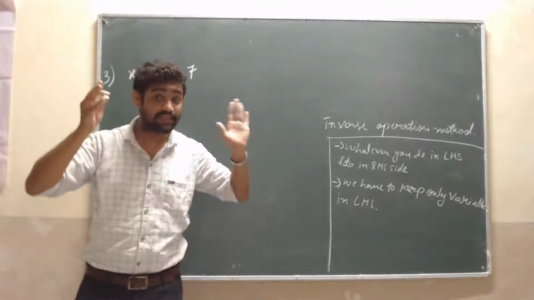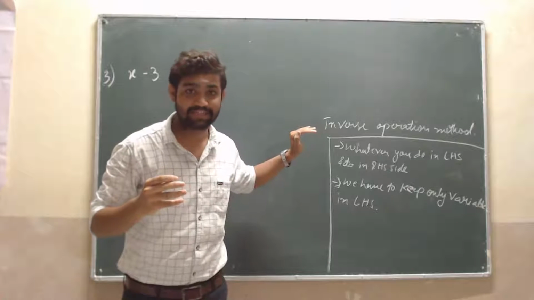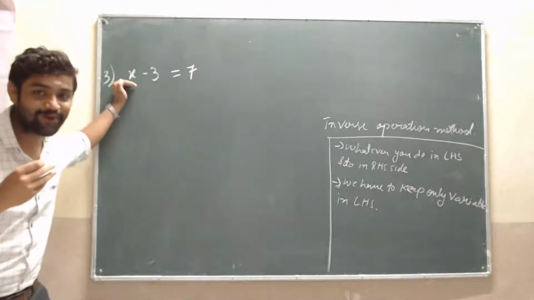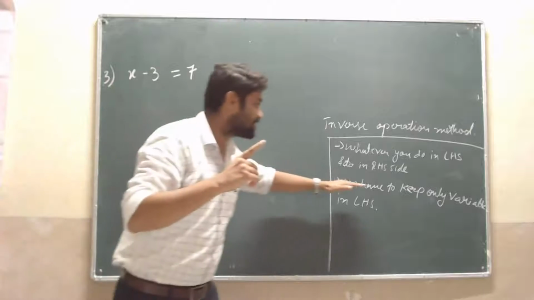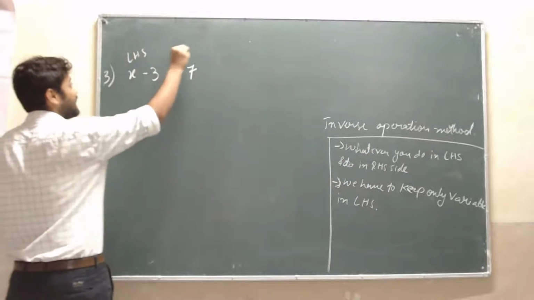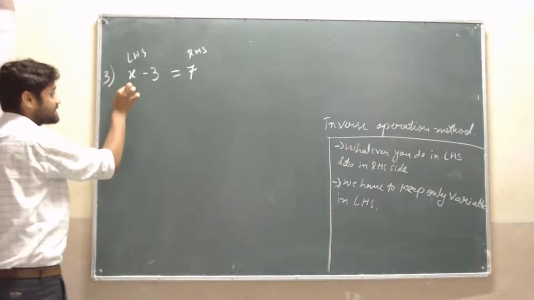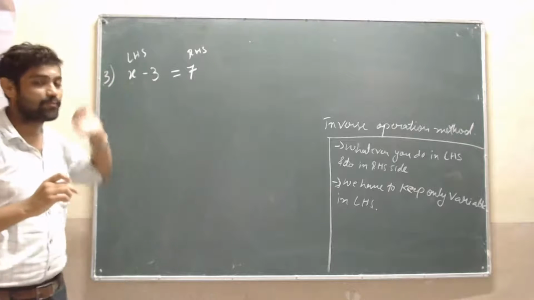Directly we can tell. But by method, by inverse method, how we have to solve? I know that is we have to solve by inverse operation method. First step, what we have to do? To keep only variable in the LHS side. We have LHS side this side and RHS side is this. To keep only variable, that is x, what we have to do?